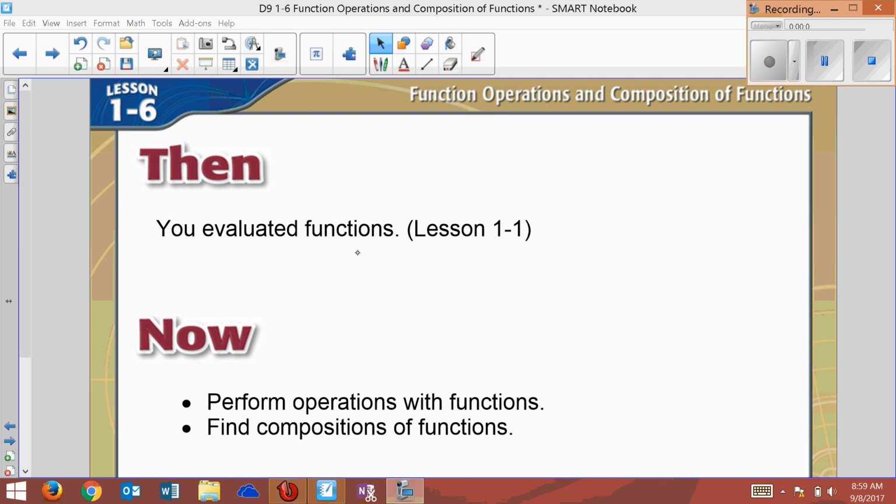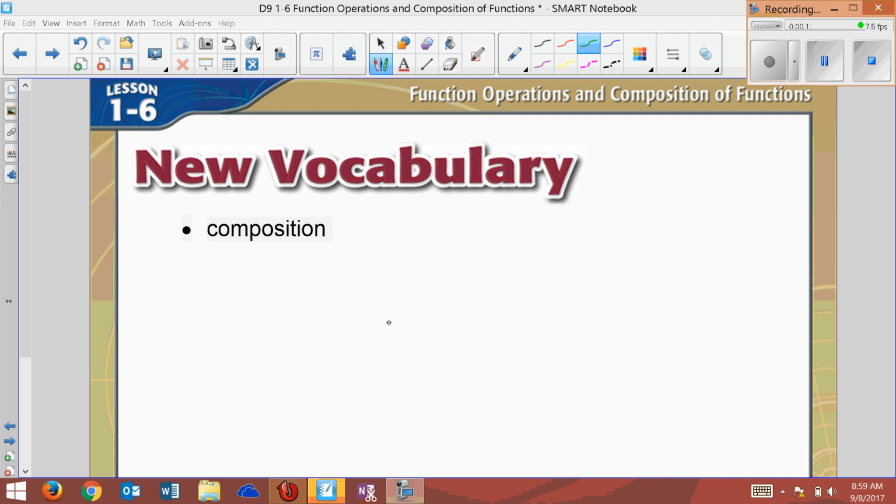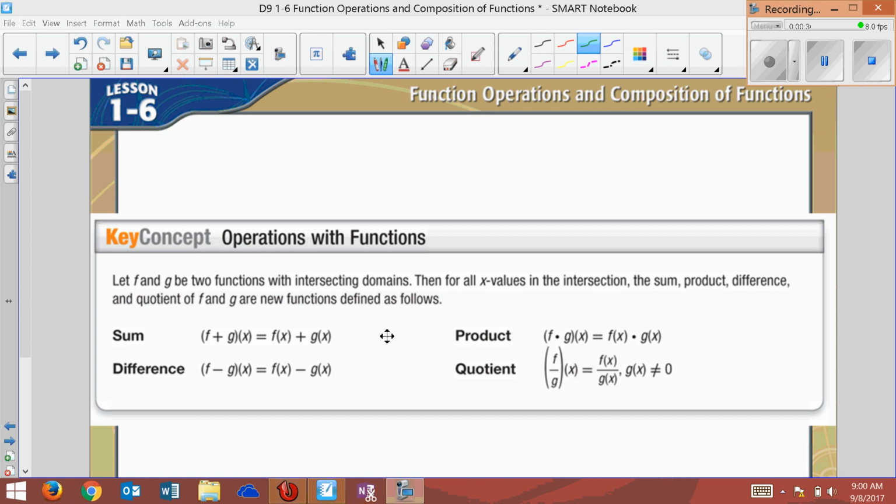Today we're going to look at how to evaluate functions, specifically when we combine them together. That's this word here, composition. Okay, that's going to be a vocabulary word. What does that mean? When we say composition, that just means combining two or more functions together. All right, that's what we're looking at.